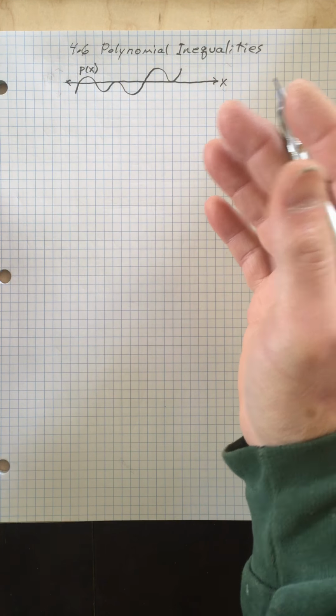Another thing to notice is this, and we looked at this earlier with multiplicity. When the multiplicity is odd, so you have a root to an odd power, then you're going through the root, and that means you have to move from negative to positive or from positive to negative. So you're going to have a sign change here.